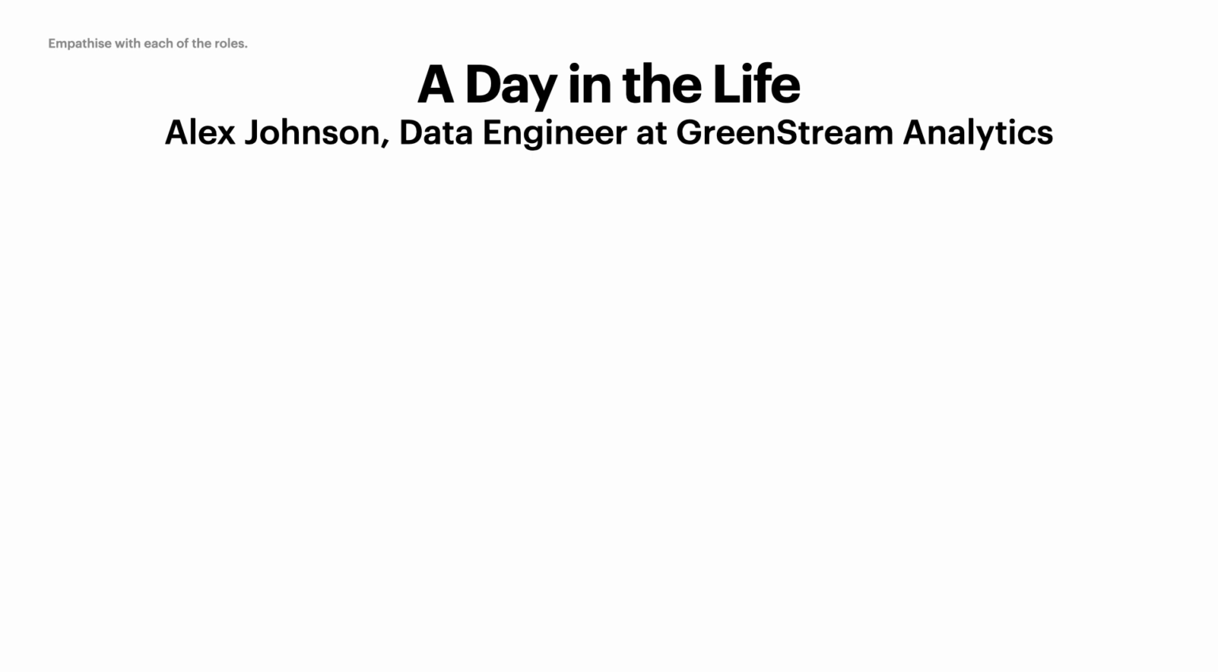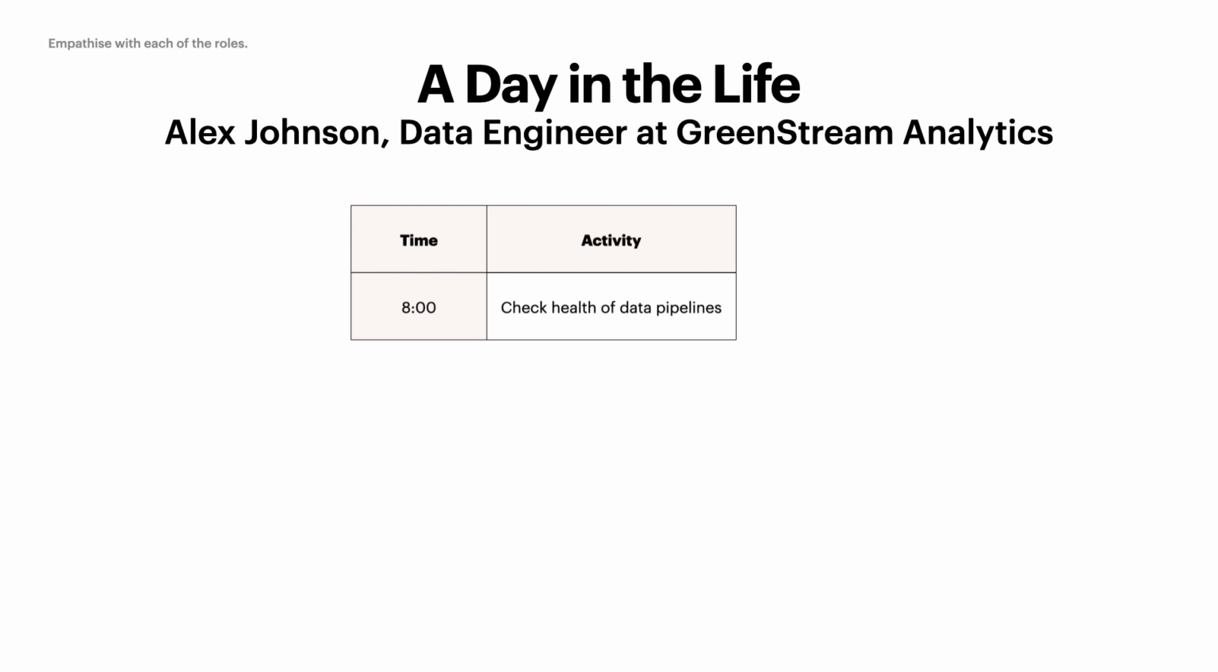Okay, so what does Alex's day look like? Well, at the start of the day, Alex is going to start by checking the health of the data pipelines. So there's been a lot of data that's been put into those pipelines overnight. He just wants to make sure that all of the data from the fields is being correctly processed. Then he's going to join a stand-up meeting with his data engineering team, and everyone's going to talk about the different projects that they're working on, share some knowledge, share some understanding.